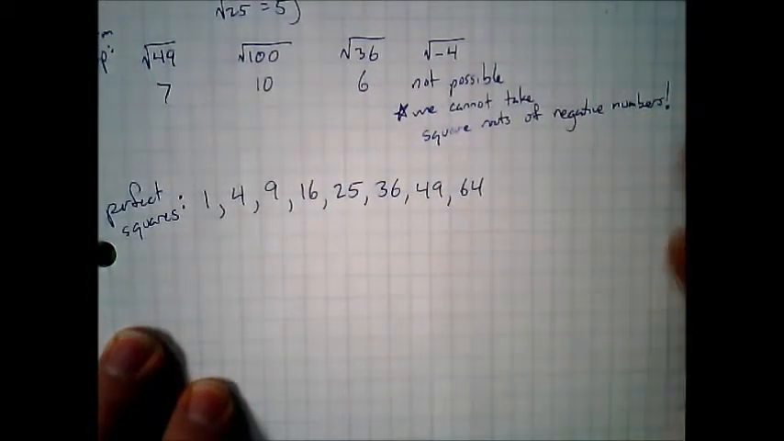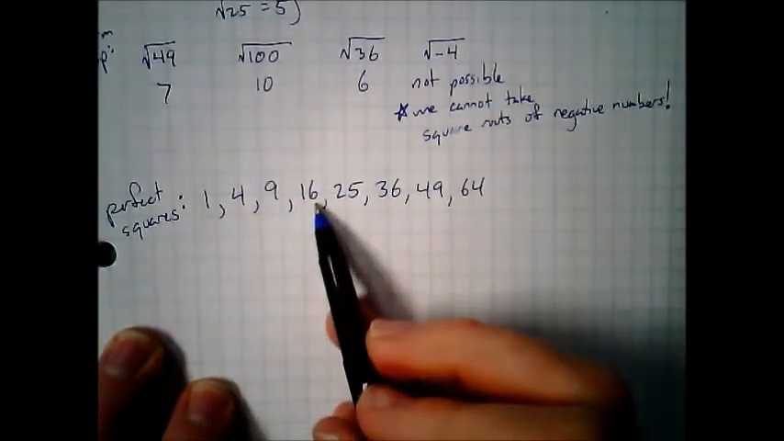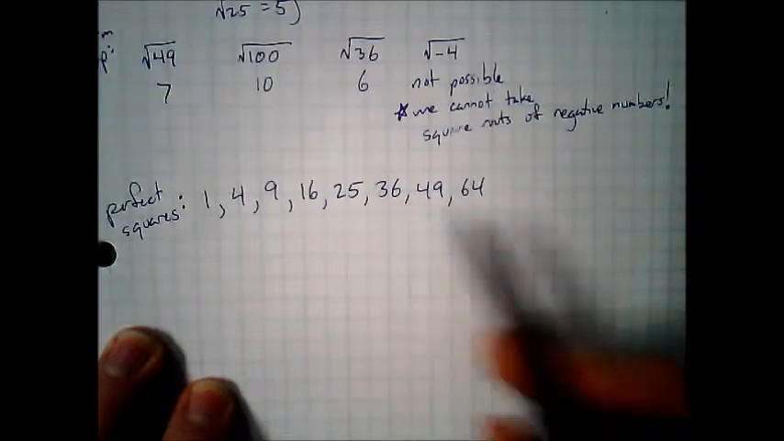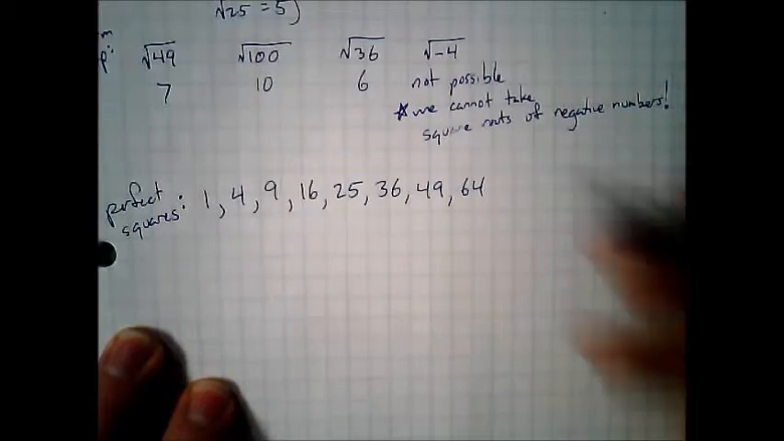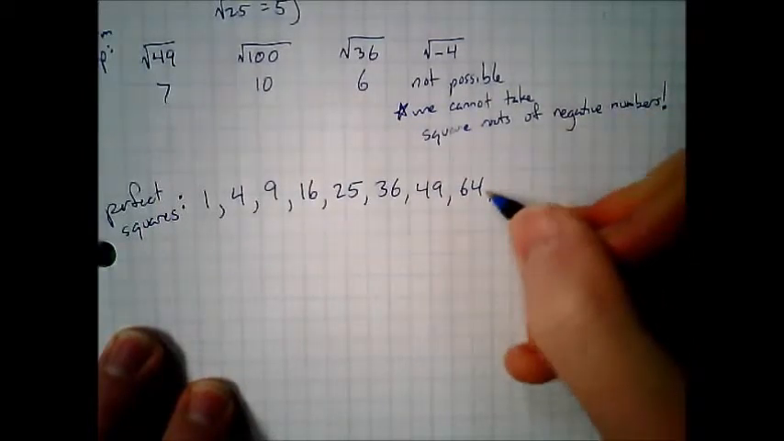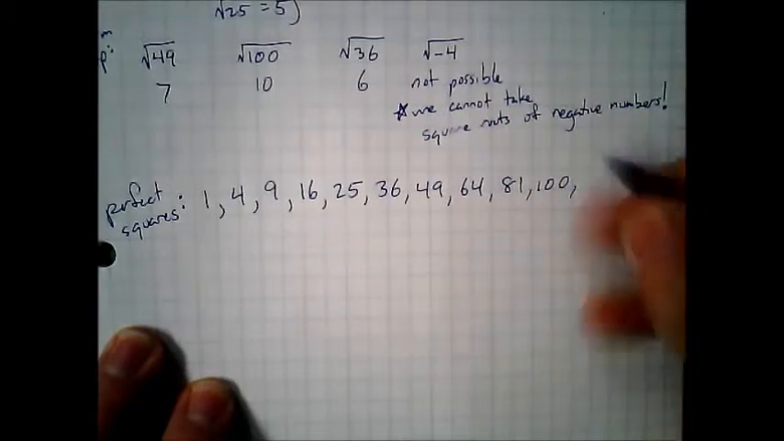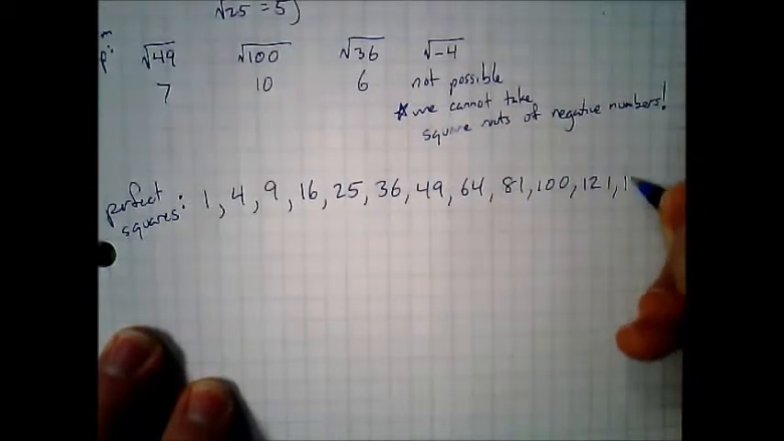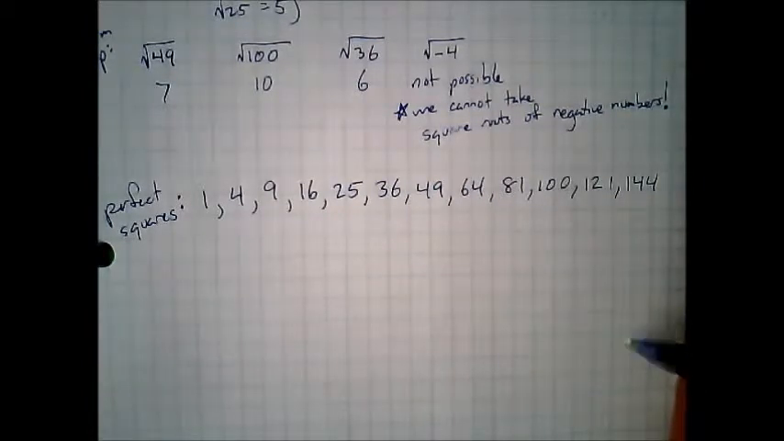And all I'm doing to think through this is 1 times 1 is 1, 2 times 2 is 4, 3 times 3 is 9, 4 squared is 16, 5 squared is 25, 6 squared is 36, 7 squared is 49. That's just how you think through the perfect squares. So then 8 squared is 64, 9 squared is 81, 10 squared is 100, 11 squared is 121, and 12 squared is 144. And that's a good enough list for an 8th grader to have memorized. These are the first 12 positive perfect squares.